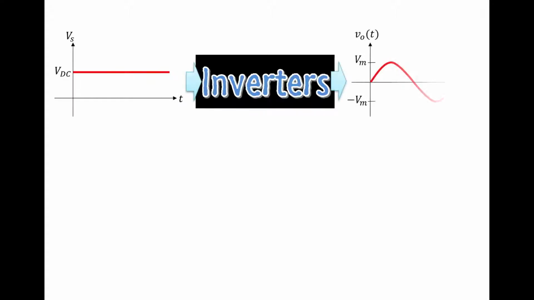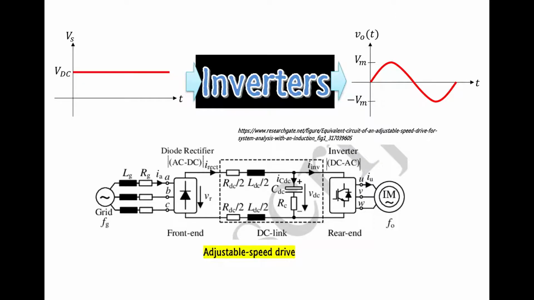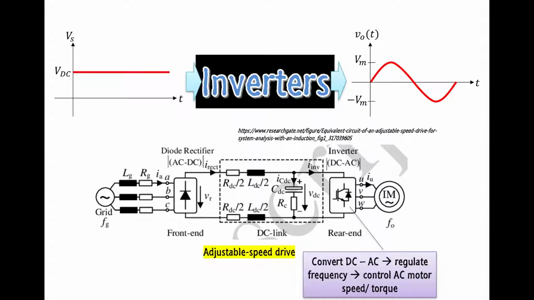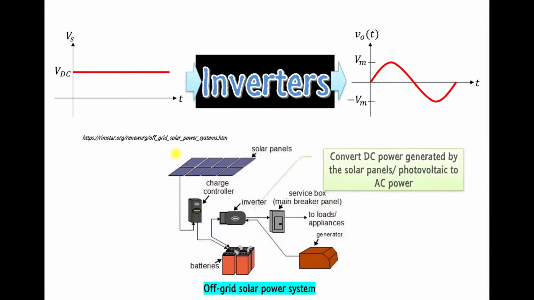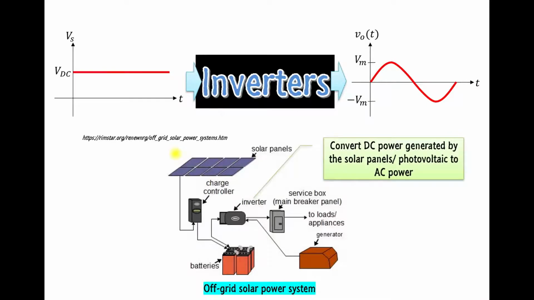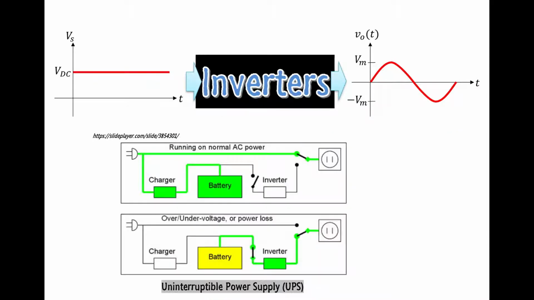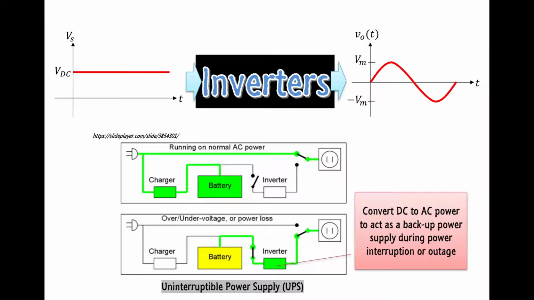Typically, inverters are used to convert DC voltage to AC voltage. Today, we can find inverters in many applications such as the adjustable speed motor drive system, solar power system, and uninterruptible power supply system.